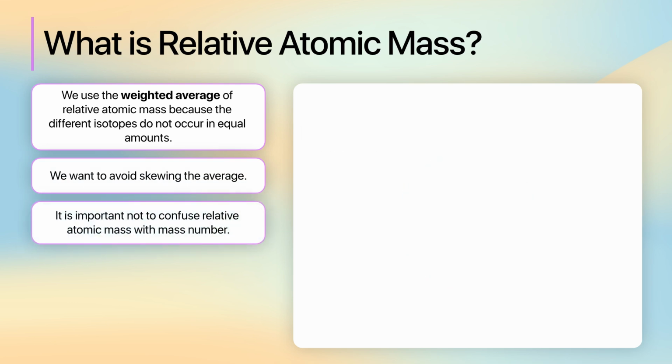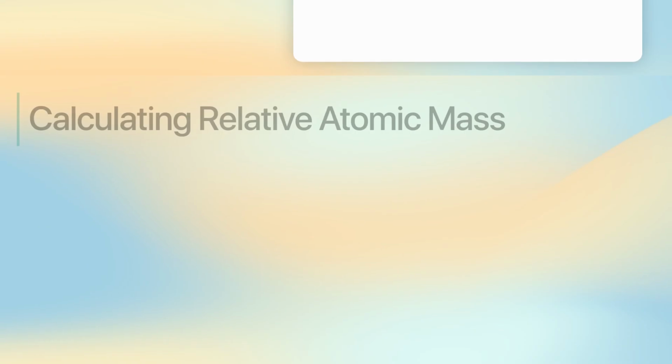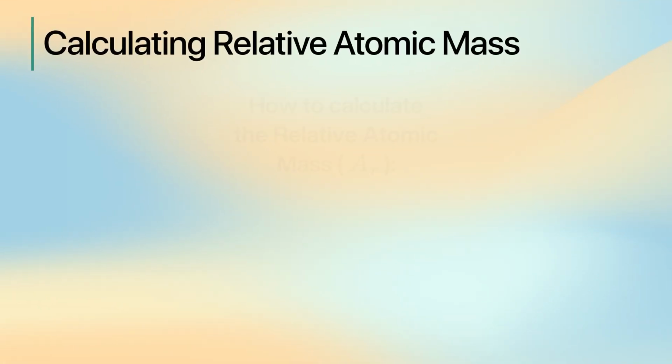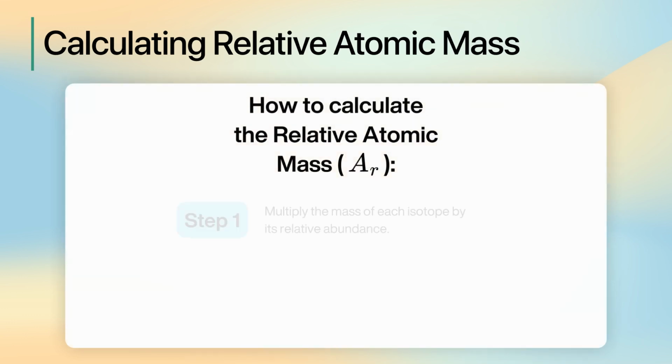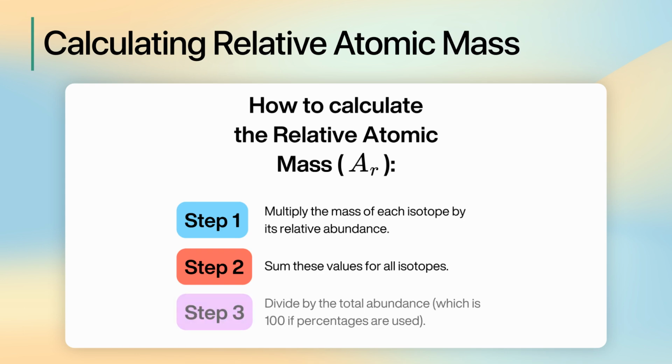It's important not to confuse relative atomic mass with mass number. The mass number is the total number of protons and neutrons in an individual atom of an isotope. Relative atomic mass is the weighted average of the mass numbers for all the isotopes of an element, considering their natural abundances. To calculate the relative atomic mass, follow these steps. First, multiply the mass of each isotope by its relative abundance. Then, sum these values for all isotopes. Finally, divide by the total abundance, which is usually 100 if percentages are used.